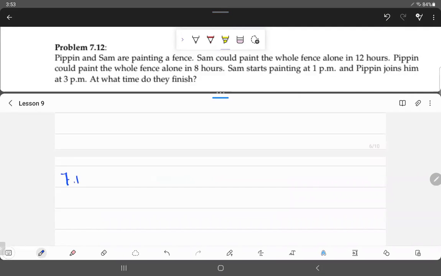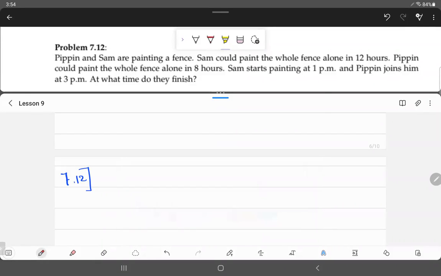Number 12. Pippin and Sam are painting a fence. Sam could paint the whole fence alone in 12 hours. Pippin could paint the whole fence alone in 8 hours. Sam starts painting at 1 p.m. and Pippin joins him at 3 p.m. At what time do they finish? So first of all, this is a kind of job problem, okay?